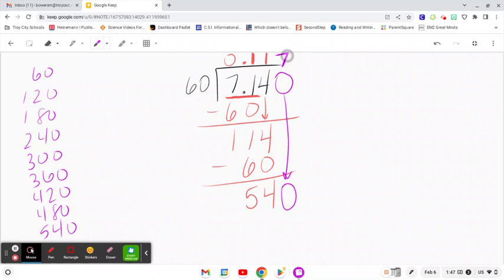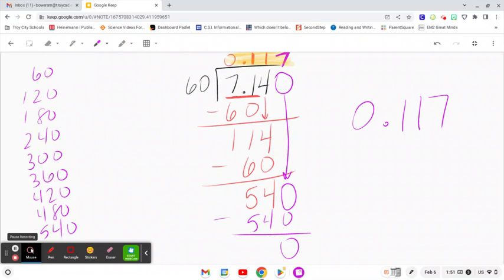The answer there, my friends, is 7, because 7 times 60 is 540, and I'm left with a remainder of 0. And our quotient is here up top. Our final answer is 0 and 117 thousandths.